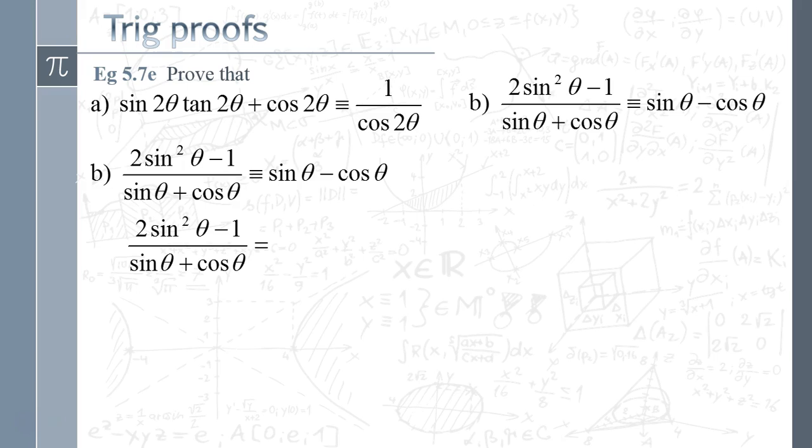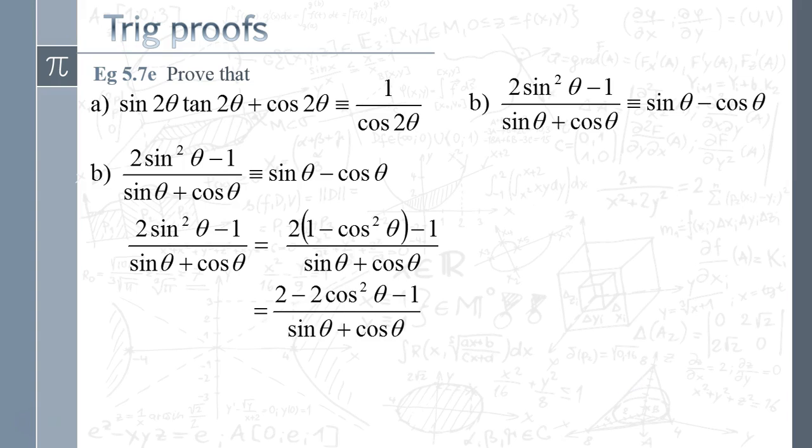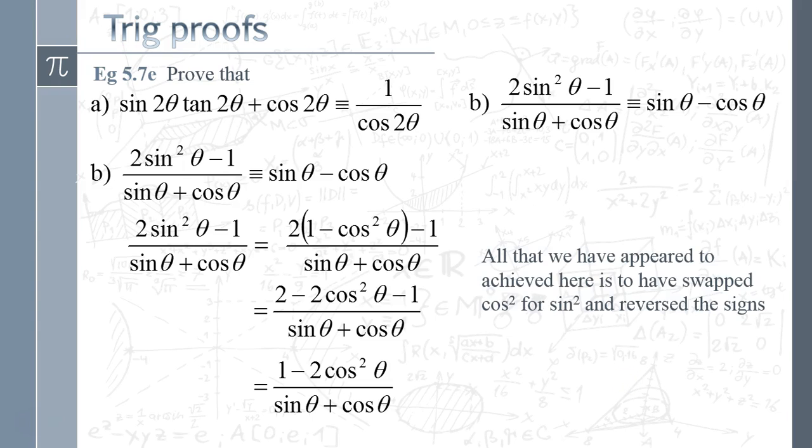So the obvious place to start with this one is to say, well, if I've got a sine squared theta, we can replace that using sine squared theta plus cos squared theta equals 1, and replace the sine squared with 1 minus cos squared. Okay, multiply out the brackets, we've got that, and now we've got 1 minus 2 cos squared theta over sine theta plus cos theta. And at this point, I'm starting to think to myself, well, really, have I achieved anything there?